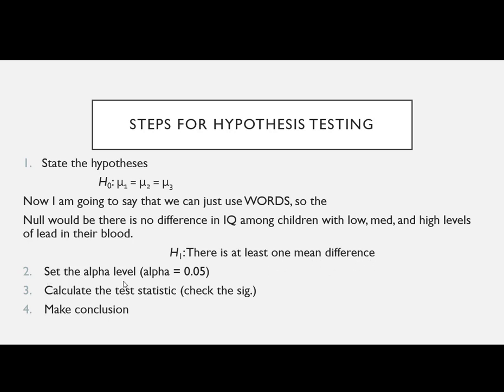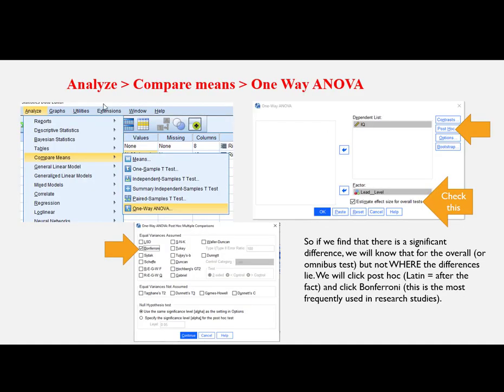Step 2 is we set the alpha level at 0.05. Step 3 is we're going to calculate the test statistic. We're just going to check the significance level, and then we have to make the conclusion. All right, so we're going to do a one-way ANOVA.